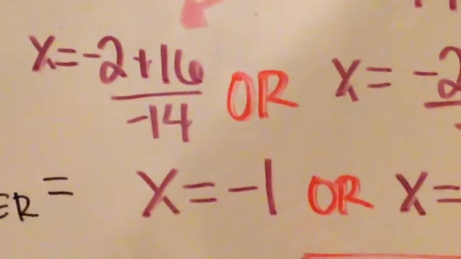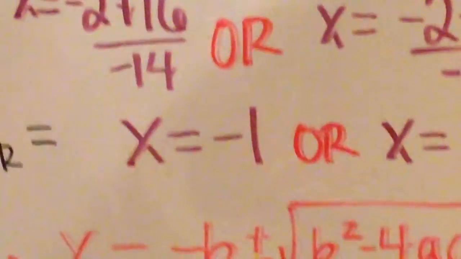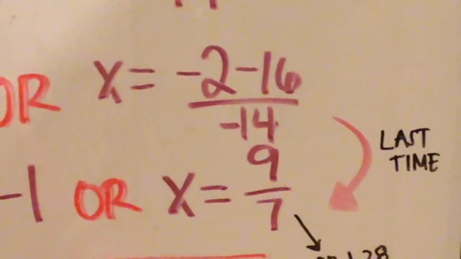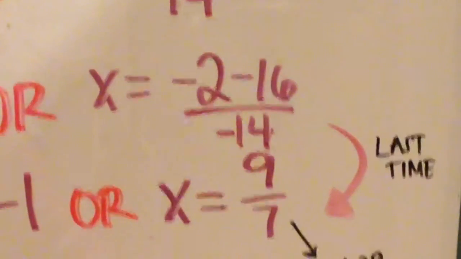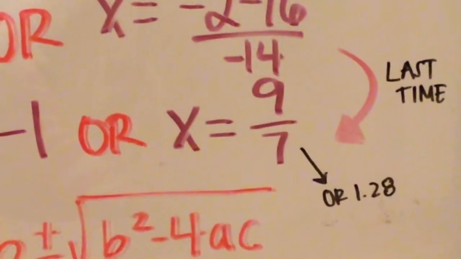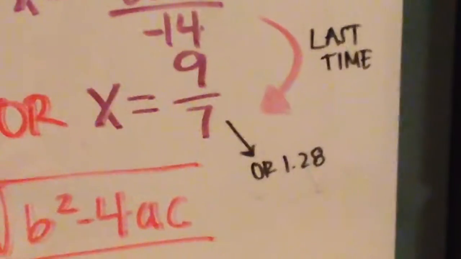The final answer for negative 2 plus 16 divided by negative 14 would be x equals negative 1. And the simplified answer for x equals negative 2 minus 16 over negative 14 would be x equals 9/7, or if you want it in decimal form, 1.28.